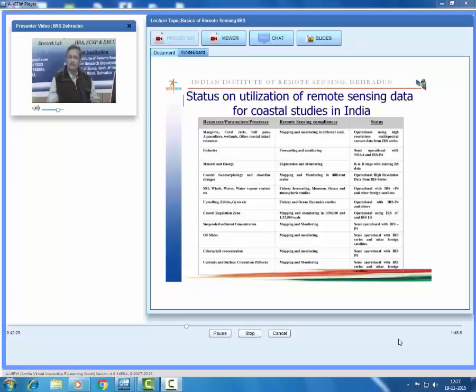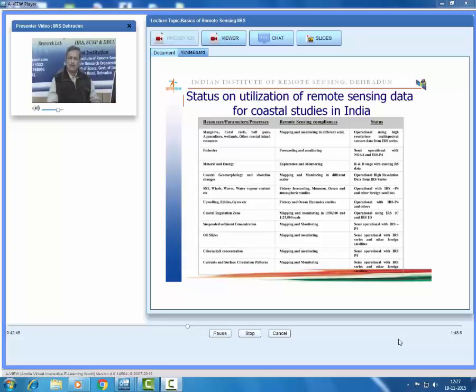We can use it in coastal geomorphology and the shoreline changes. Multi-temporal satellite data is very important to study the high resolution data for coastal geomorphology and how the shoreline is changing. So you can find out the places of the shoreline where erosion is happening and where deposition is happening.